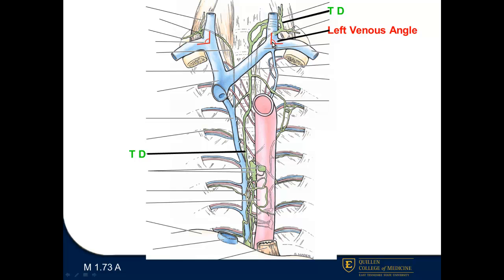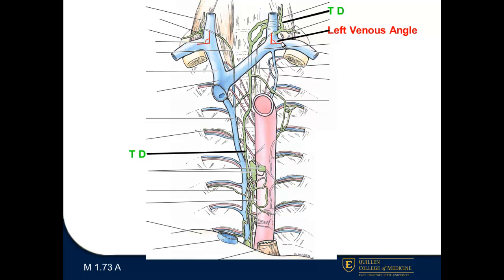So here you see the angle we talked about, where the left subclavian and left internal jugular merge to form the left brachiocephalic. It actually does create an angle, indicated in the image here, and you can see how the thoracic duct typically comes somewhere in this area of that angle. The left supraclavicular node is located in this area.